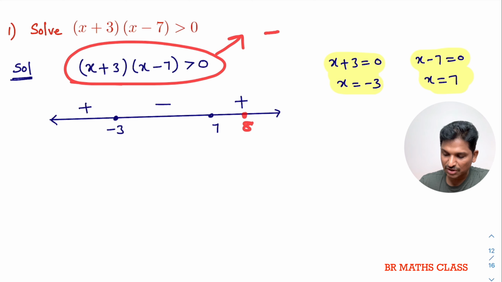8 plus 3, positive or negative? That much only we need. 8 plus 3 is positive. Okay. Now 8 minus 7. 8 minus 7 is positive or negative? Positive. Right? Positive into positive is what? Positive. I hope you are understanding.